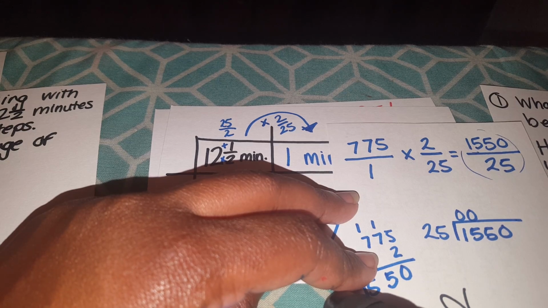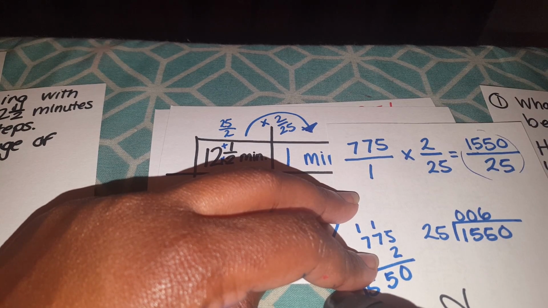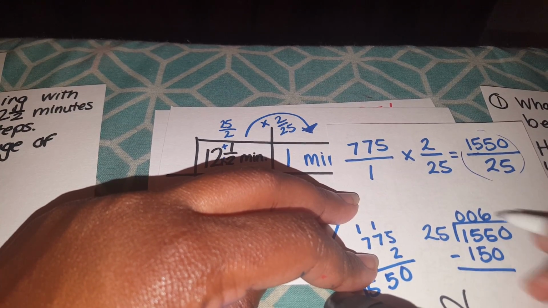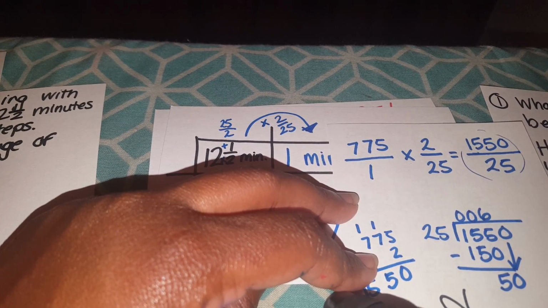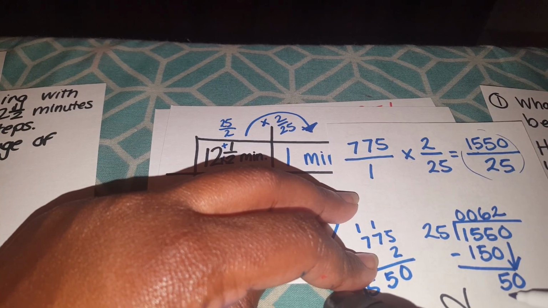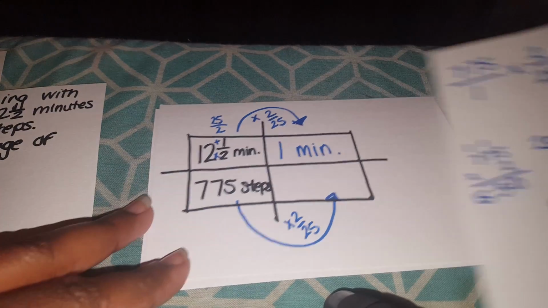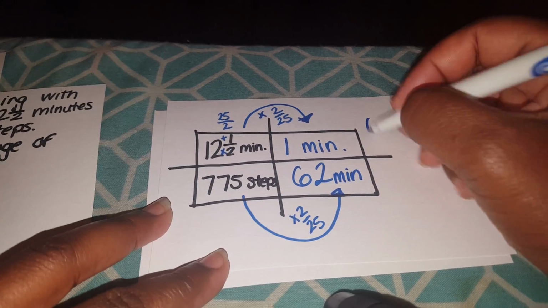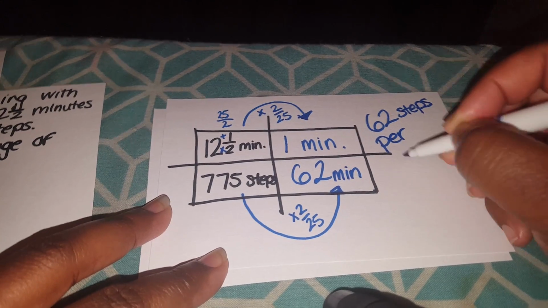And I believe that's going to be a good 6 times because I'm thinking about quarters. And 6 quarters is $1.50. So 25 times 6, that's 150. Subtract, I get 5. Bring down my 0. 25 goes into 50 twice. Subtract, that's 0. Perfect. So my answer is 62. So he takes 62 steps a minute. 62 steps per minute.